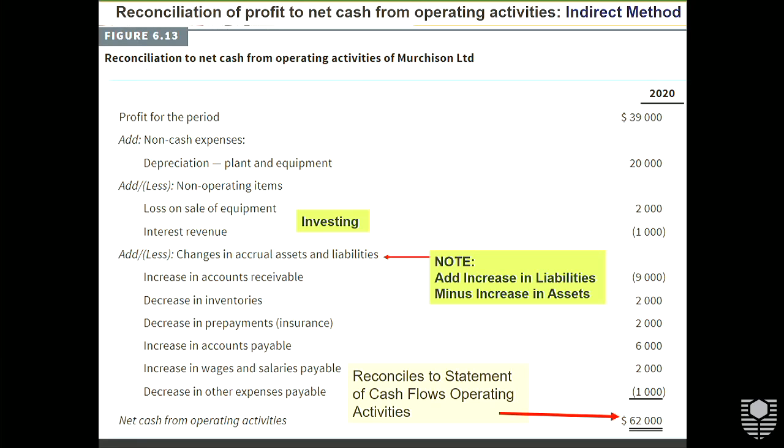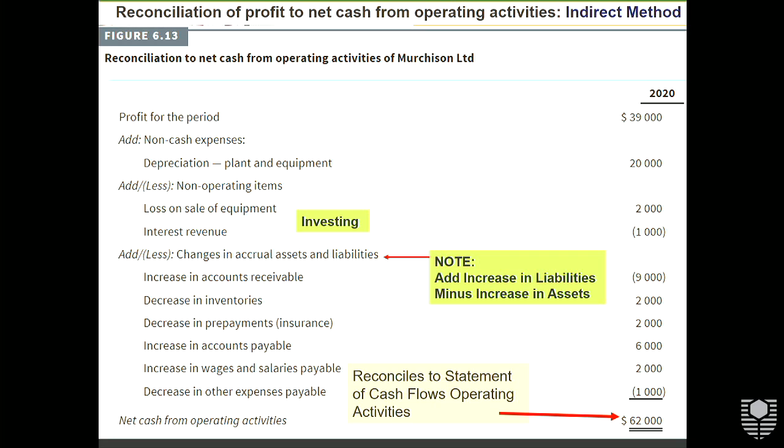So add it all up, it reconciles back to our net cash from our operating activities there of 62. Because we've started with our profit figure. We've minused out non-cash items. We've adjusted for items that are non-operating. So we've got the loss on sale of equipment and the interest revenue, both of which are investing activities. So we've started with our P&L. We've taken out the non-cash items, adjusted for non-operating items, either added or minused.